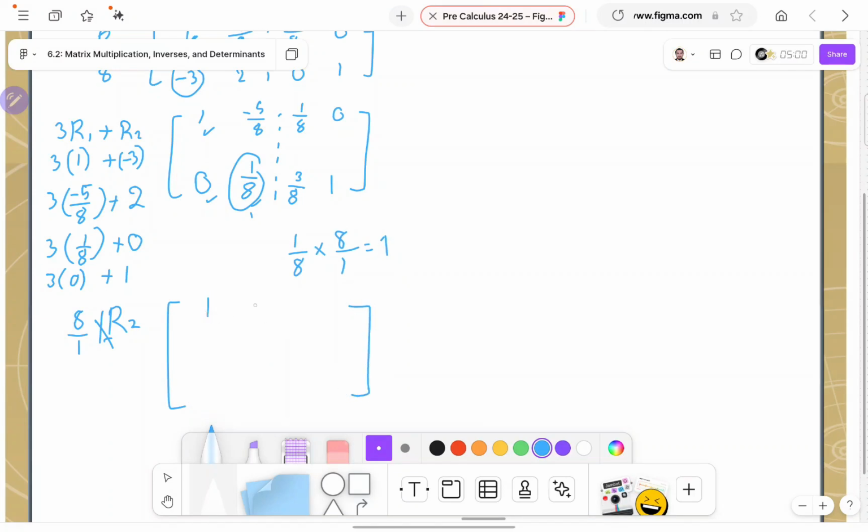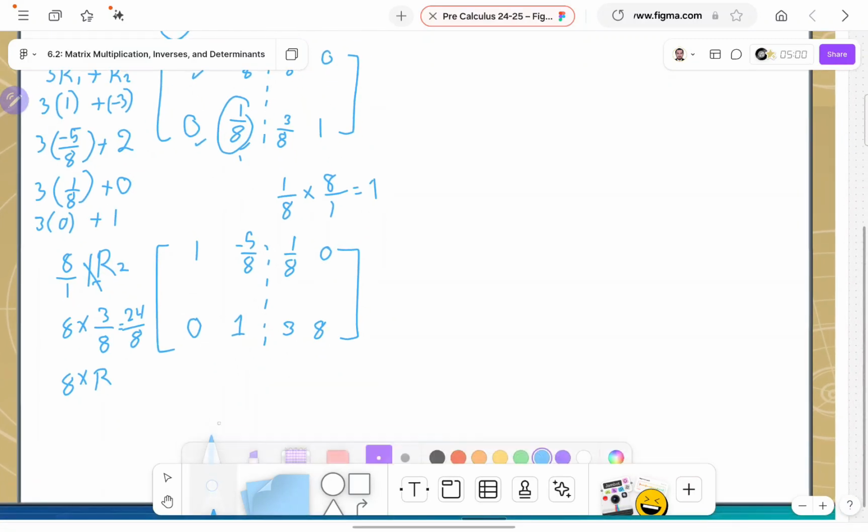Now let's multiply 1, negative 5 over 8, 1 over 8, and here is 0, then 0, and then here it will be 1, then 8 times 3 over 8. 3 times 8 is equal to 24. 24 divided by 8, which is equal to 3. Then here it will become 8 times row 2, which is equal 8.